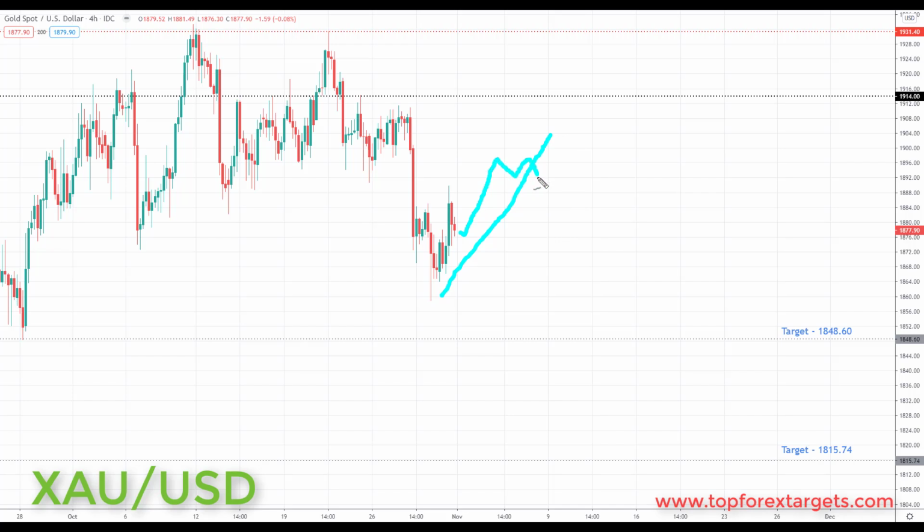And we're going to be looking at initiating shorts down towards the next key of support to the downside and the target set at the 1848.60.